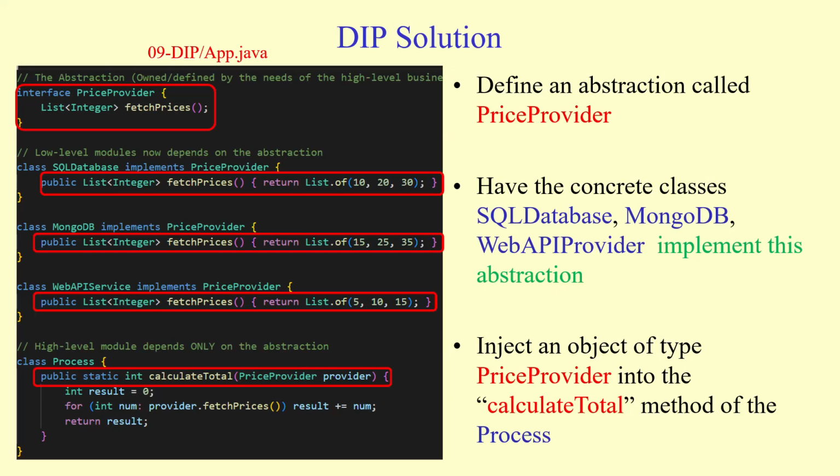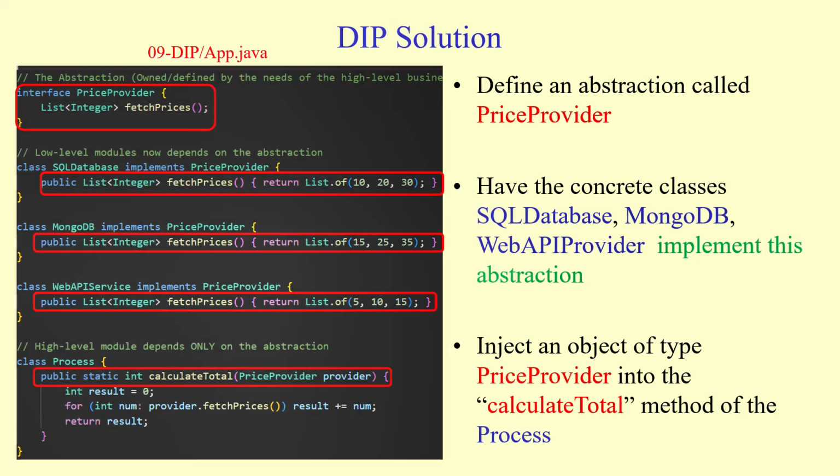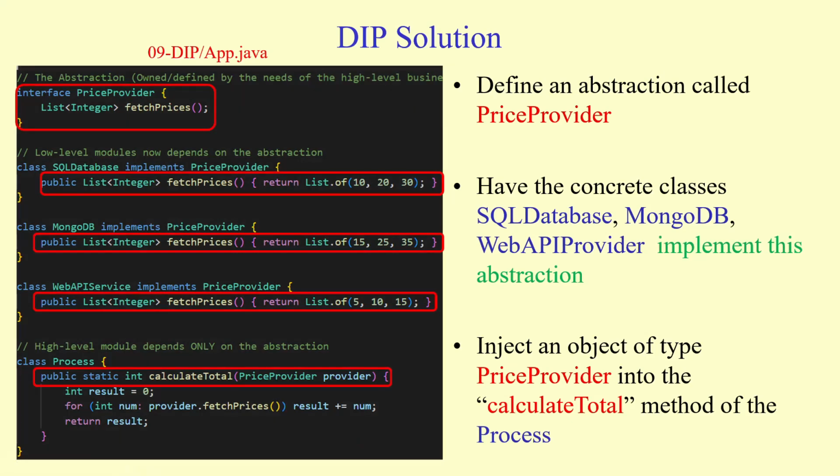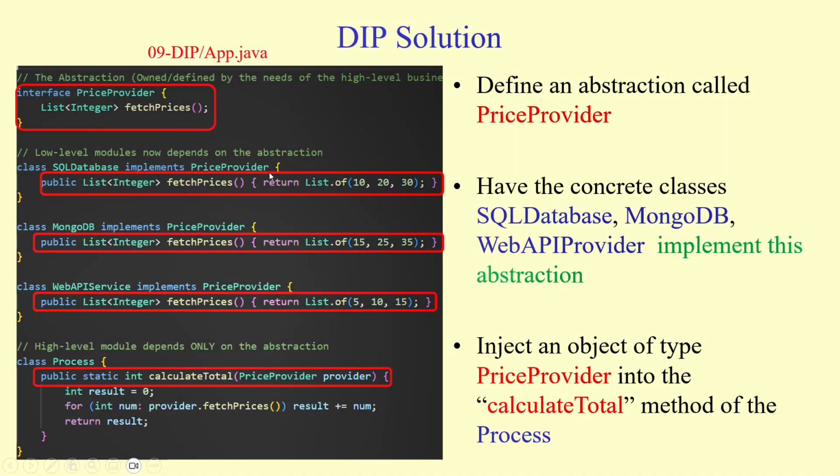To fix this problem and have our implementation comply with the dependency inversion principle, we are going to first define an abstraction called PriceProvider with one method, fetch prices. Then we are going to have all concrete data provider sources implement this PriceProvider interface, which is what we are doing. We have three concrete classes: SQL database, MongoDB, and web API service. Each of them implements the PriceProvider interface and of course has to give an implementation for the fetch prices method and just give a list of values that they provide.